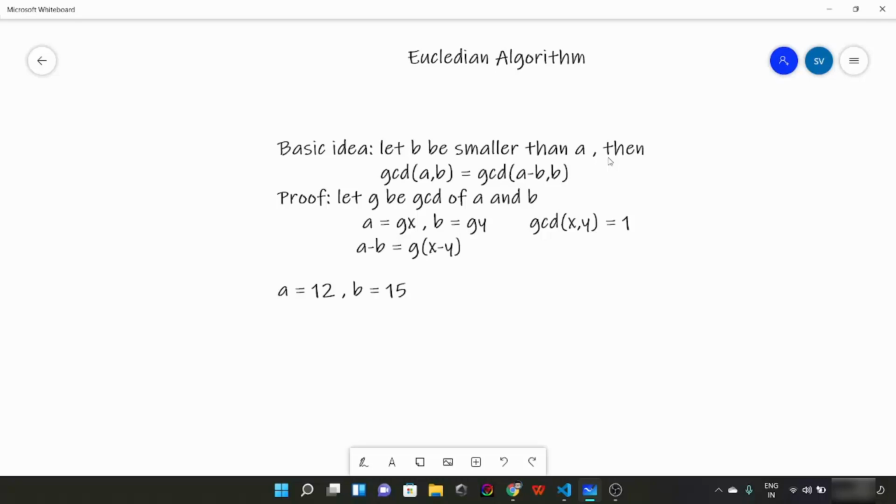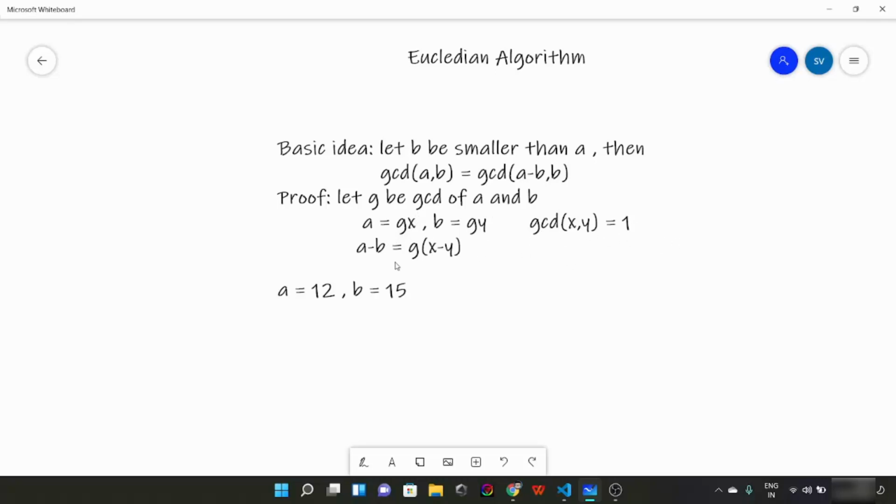Now you might be wondering how. So we have the proof here. The proof is, suppose G is the GCD of A and B, right? So we can write A as Gx and B as Gy. And since G is the greatest common divisor, there would be no common divisor between x and y. Hence GCD of x and y is going to be 1, right?